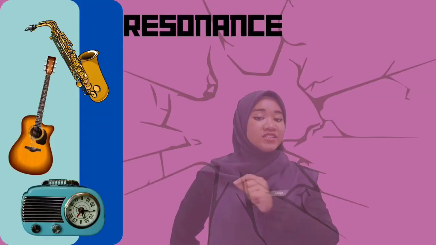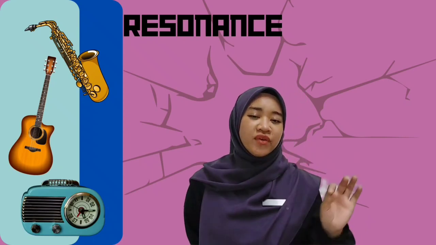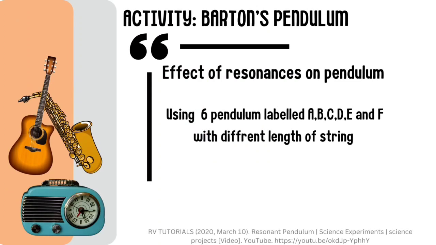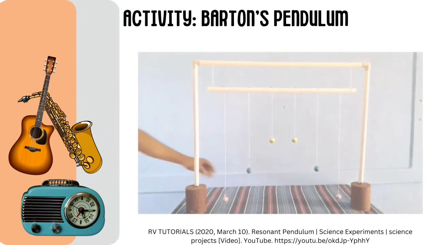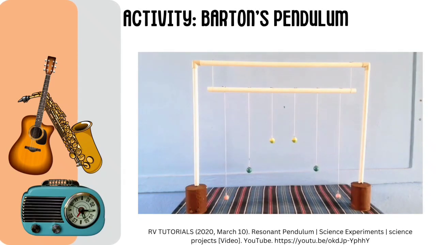So now, let's continue with the demonstration of an oscillating pendulum to see the effect of resonance. We are going to observe a demonstration of Barton's pendulum. In this video, there are 6 pendulums which are A, B, C, D, E, and F, and each of the 2 pendulums has the same length. The demonstrator began to oscillate the longest pendulum. Let's observe together.